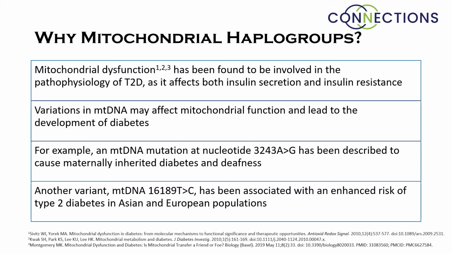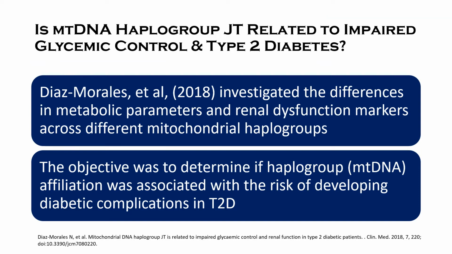Another variant, mtDNA 16189T, has been associated with an enhanced risk of type 2 diabetes in Asian and European populations. So Diaz-Morales and colleagues posed the following research question. Is mtDNA haplogroup JT related to impaired glycemic control in type 2 diabetes? And to answer this question, they investigated the differences in metabolic parameters and renal dysfunction markers across different mitochondrial haplogroups.